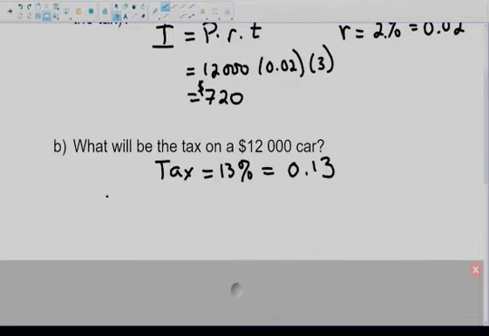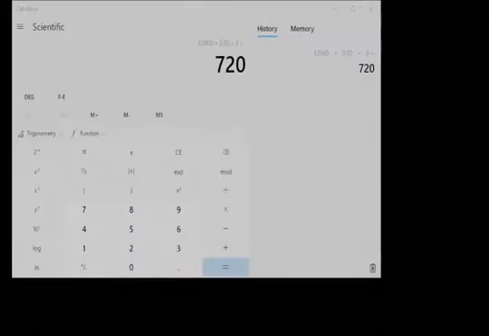So to calculate our final tax, we're going to take $12,000 and multiply it by 0.13. Now again, I'm going to go to a calculator. Let's clear this number out. So we've got $12,000 times 0.13, which gives $1,560.